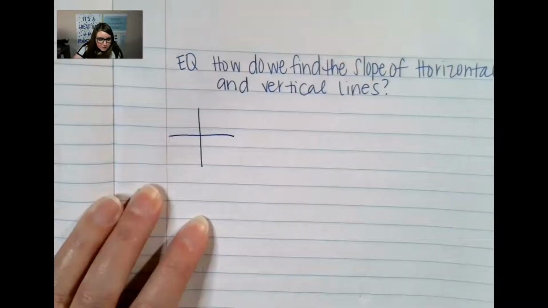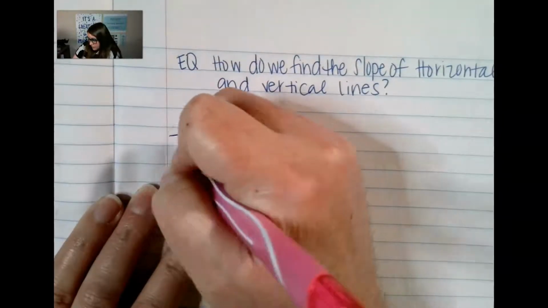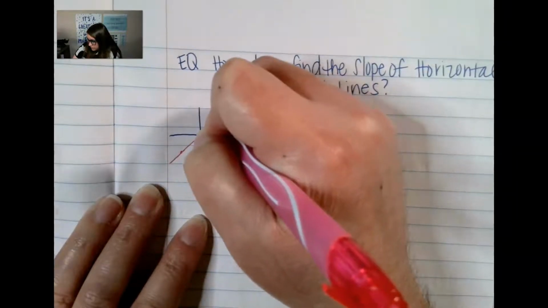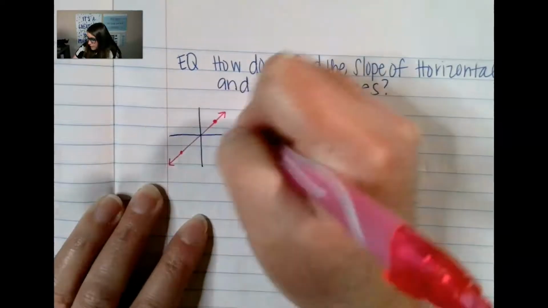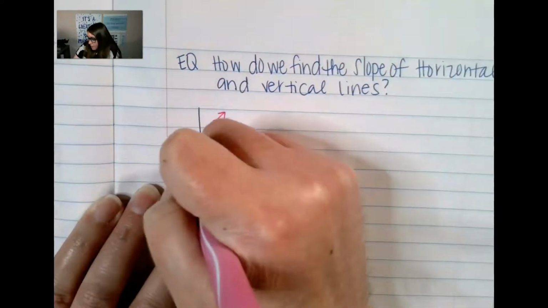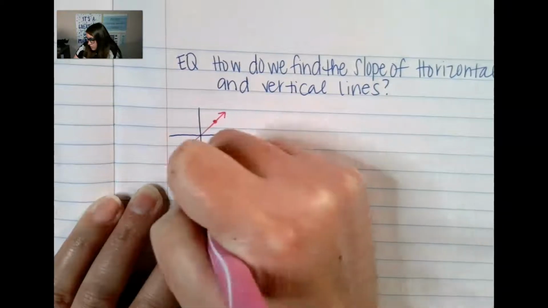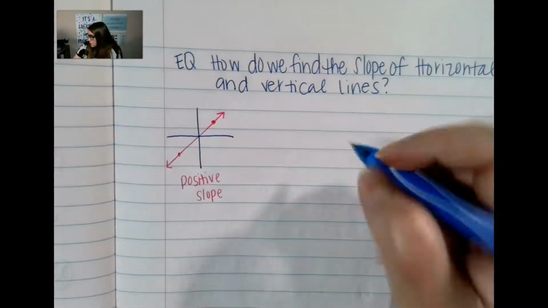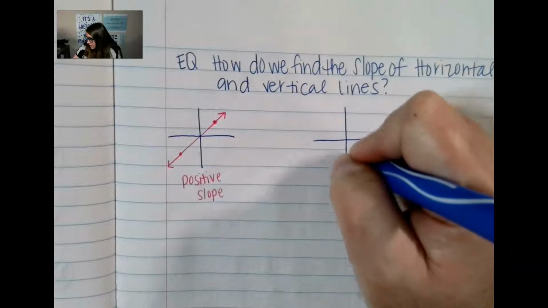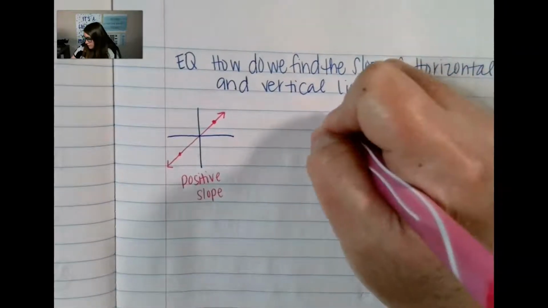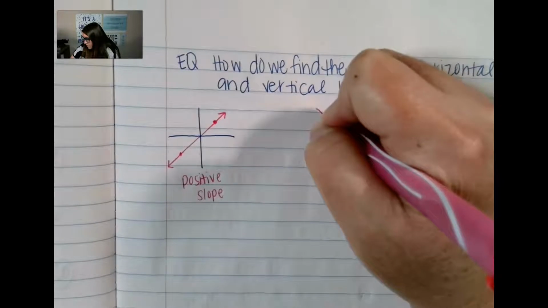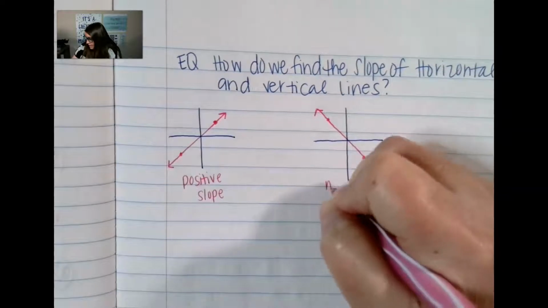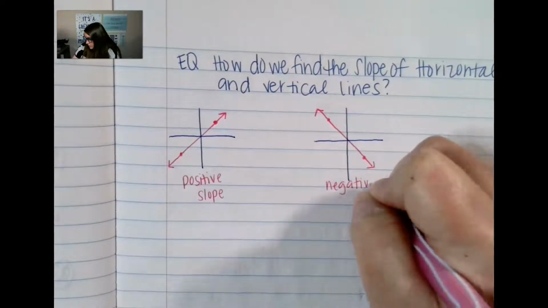lines that started down here and went up this direction, when they go up, have a positive slope. So that means that their m is positive. We also saw that lines that started here and went down that direction, these ones have a negative slope.